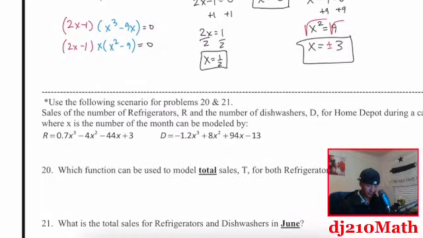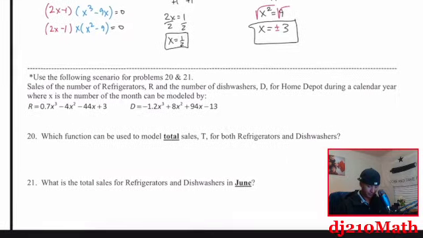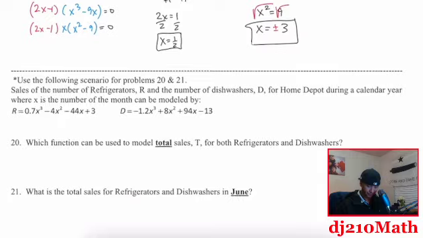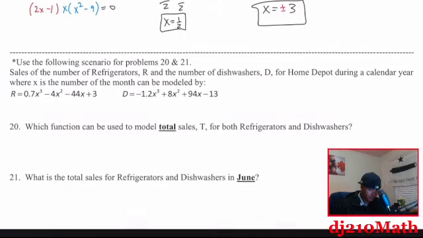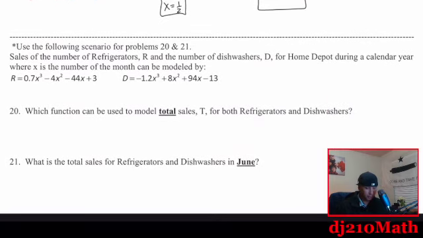Use the following scenario for problems 20 and 21. Sales of number of refrigerators, dishwashers from Home Depot during the calendar year, where x is the number of the month, can be modeled by. Okay, sure. So R is refrigerators, D is dishwashers. Too easy. So now, which function can be used to model total sales? So all we're going to do is add R plus D. Right, we're going to combine like terms.